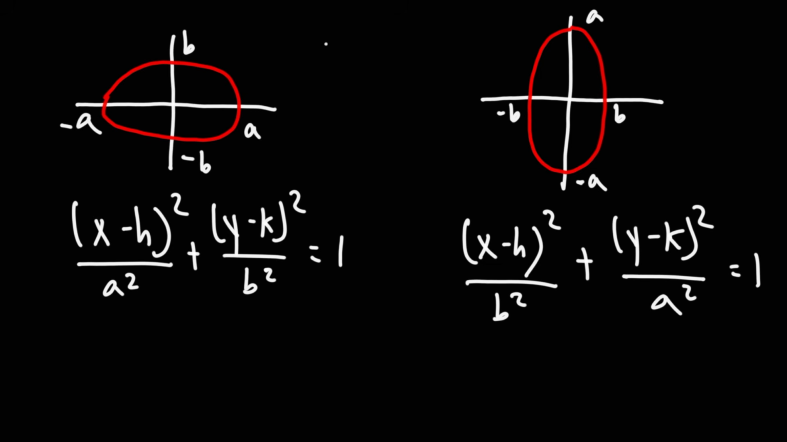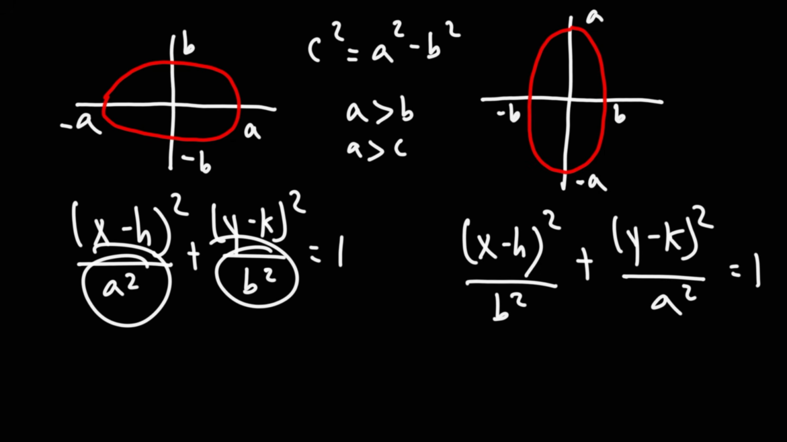Now for both equations, here we have the Pythagorean relationship, which is c squared is equal to a squared minus b squared, as opposed to a squared plus b squared. So based on that equation, that tells you that a is larger than b and a is larger than c. So when you're trying to determine which one is going to be the bigger number, a is the bigger one. The center of the ellipse is going to be the same as the center of the circle.